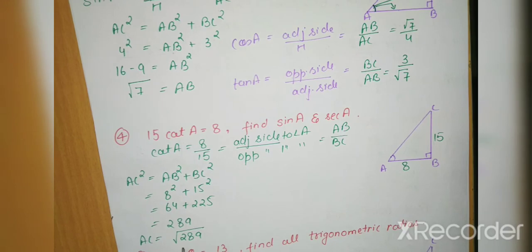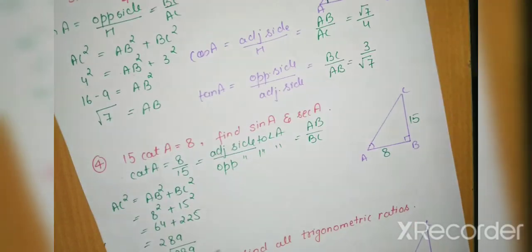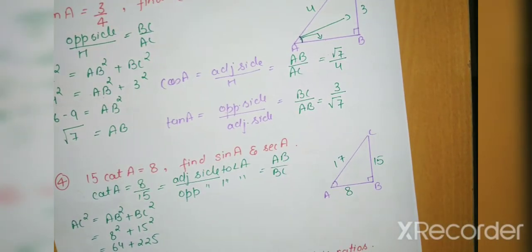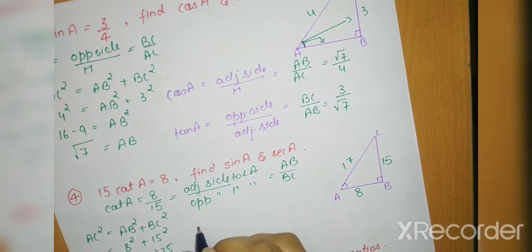So AC is equal to root 8289. I will get 17 here. Okay, so I have the hypotenuse also. Now what we have to find out is the value of sine A and sec A.